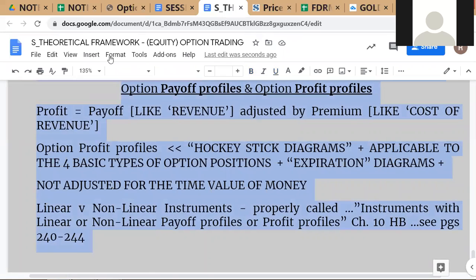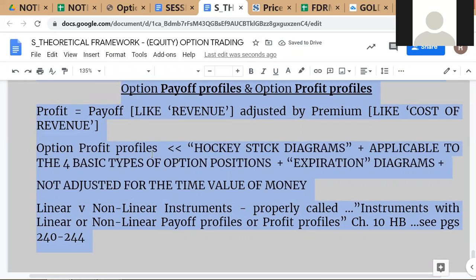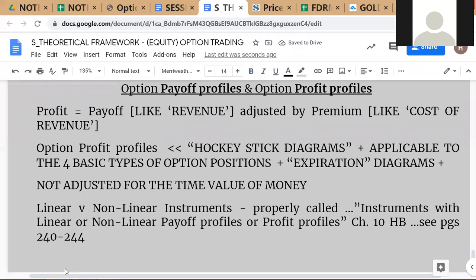I'm going to bunch everything together so that hopefully it looks a little better. Okay. Right.